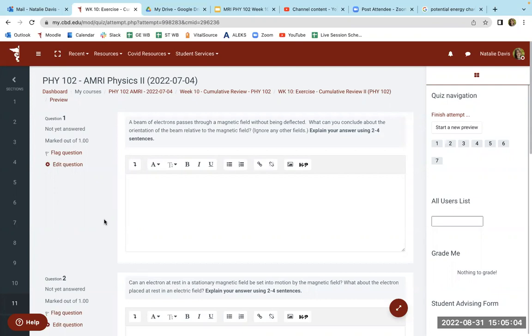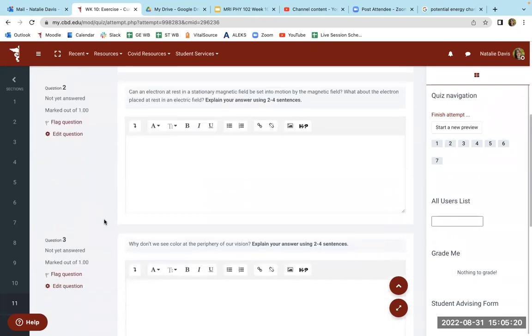But you can go back and try and remember, what direction, what orientation does that electron need to be moving to not feel the effects of the magnetic field. All right. Number 2.